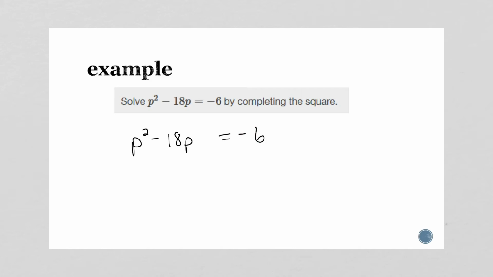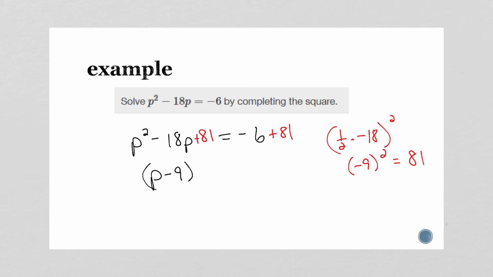So we're identifying negative 18 right here, so I'm going to write that off to the side, times 1/2, and then I'm going to square that number. So half of negative 18 is negative 9. Negative 9 squared is 81. So check this out. I'm adding 81, which now I don't have a negative number on the right side. Negative 6 plus 81 is definitely not a negative number, okay? So the left side factors to be p minus 9 squared, and then negative 6 plus 81 is 75, okay?